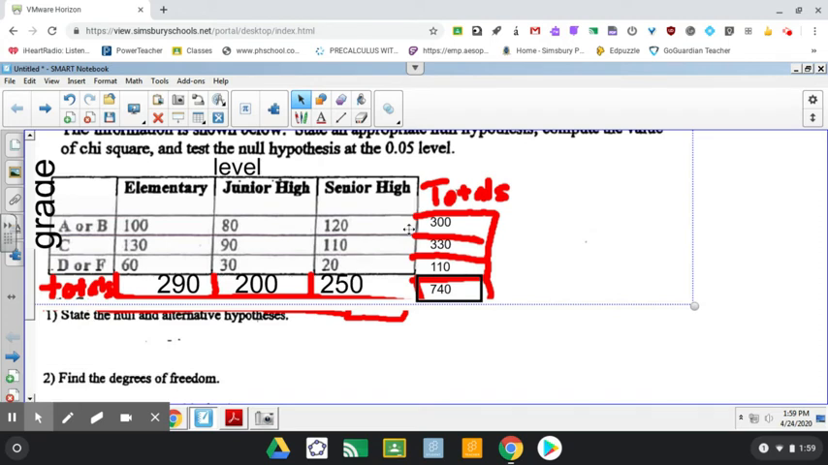Alrighty, so hopefully you got these totals: 300, 330, 110, 290, 200, 250, and then the grand total is 740. So that's going to come in really handy later.